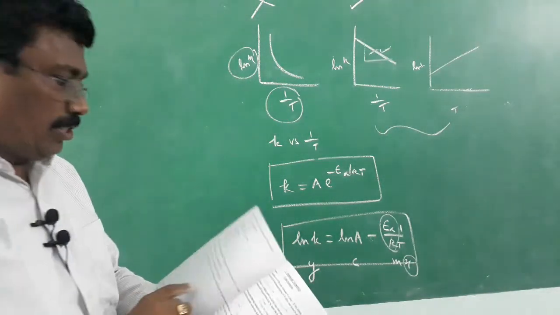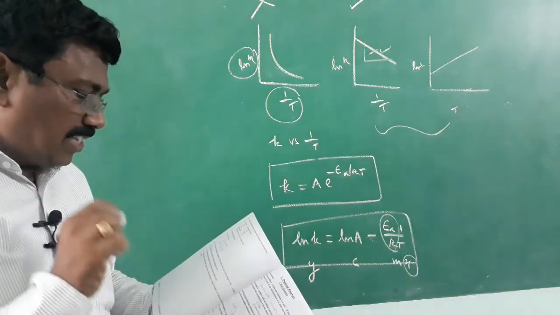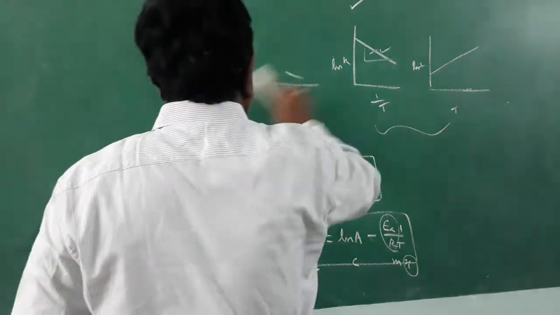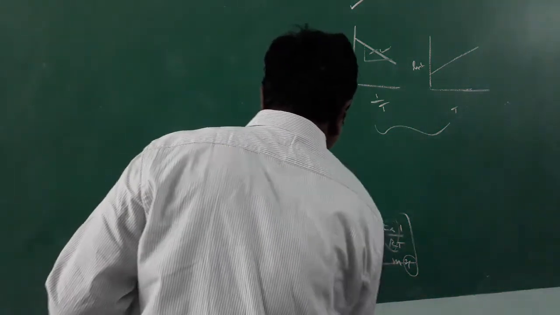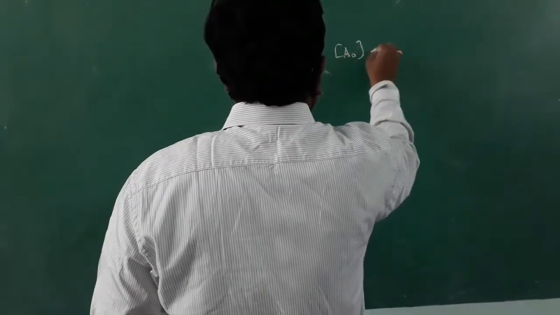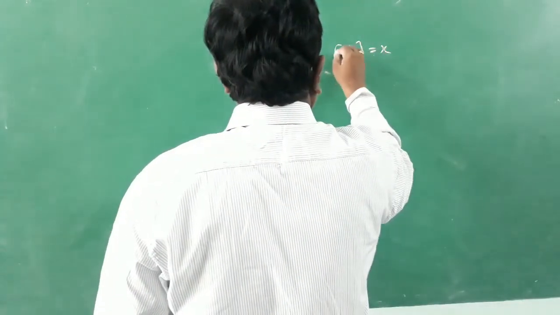Now next question. For a first order reaction, A gives products. Mostly they will be concentrating on first order reactions. Sometimes they will be going in for zero order reactions or different order reactions. For a first order reaction, A gives product. The initial concentration is x mole per liter.